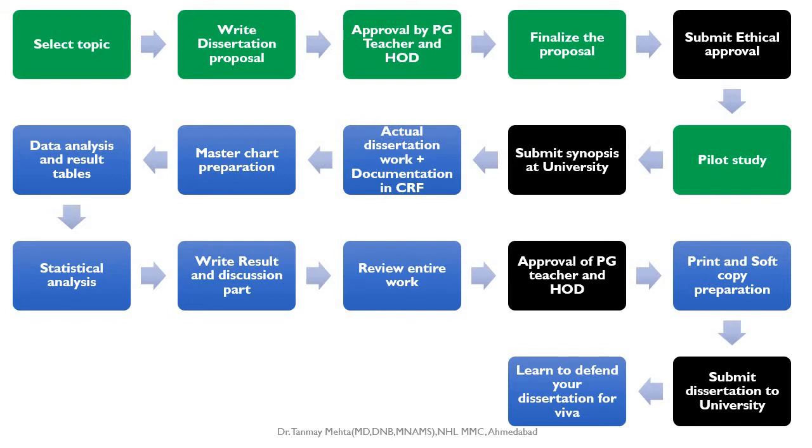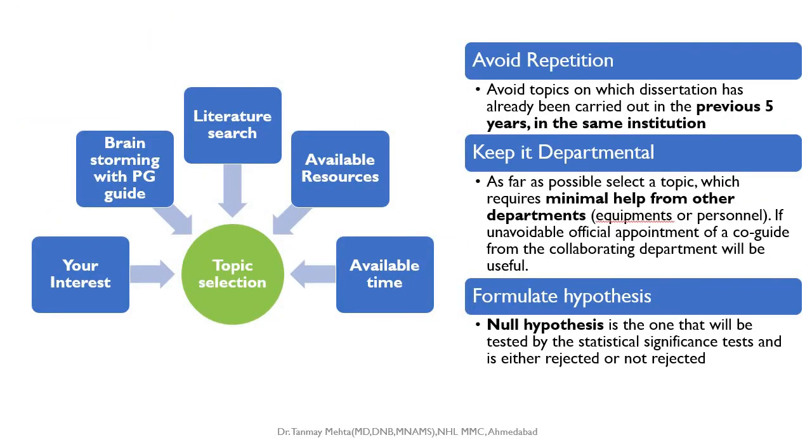So let us take it step by step, and the first step is usually selection of a topic. It is usually a policy that every department has some selected topics which they try to give students, and there is nothing wrong with that, but you can choose a topic based on your interest. You can discuss it, you can do brainstorming with your PG guide, you can do a literature search regarding the topic, whatever studies have been done earlier. You can use available resources, and you also have to keep in mind what resources are available at your place as well as the time frame in which you have to complete the study.